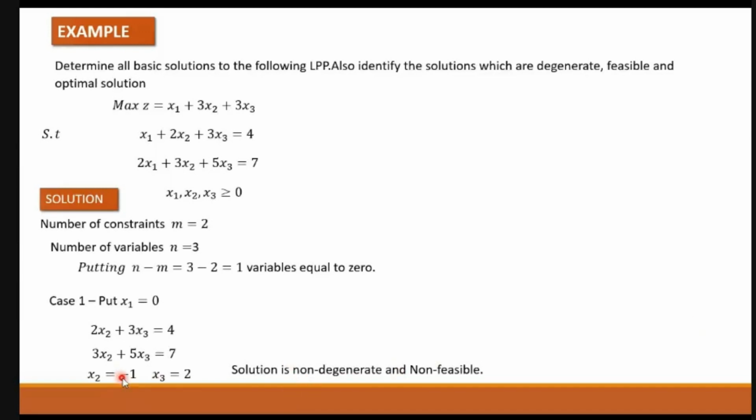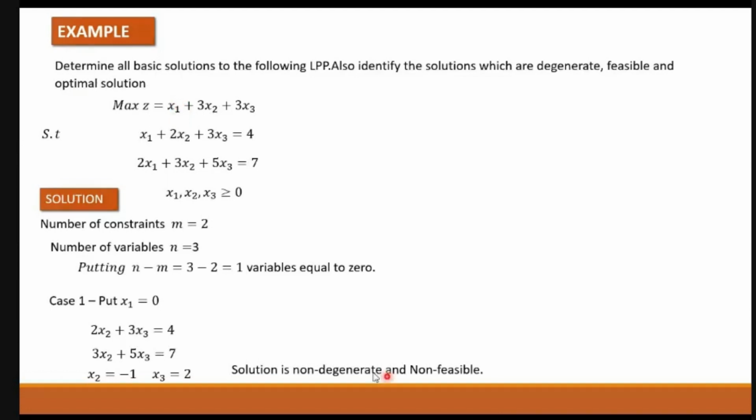Now x2 and x3 are called the basic variables and x1 is called the non-basic variable. So since none of the values are equal to 0, the solution is non-degenerate. And since one of the variables is minus 1, it is not a feasible solution. We say it's a non-feasible solution. Or agar feasible nahi hai, तो we cannot calculate the optimal also. Feasible होना चाहिए, तभी we can substitute or calculate the value of z.